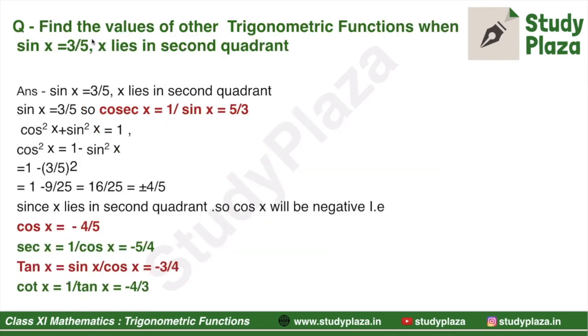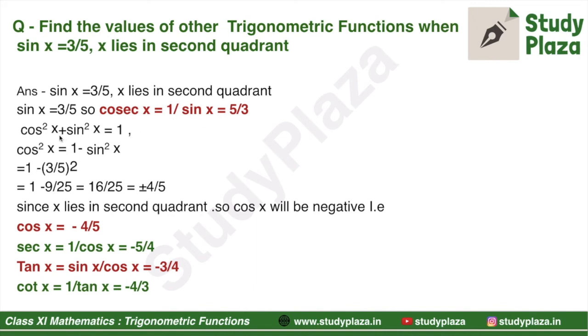To understand the concepts of trigonometric functions more clearly, let us solve some questions. The first question is, let us first read the statement of the question: find the values of other trigonometric functions when sin x is equal to 3 by 5 and x lies in the second quadrant. Let us start with the answer. Since sin x is equal to 3 by 5, cosec x will be equal to 1 by sin x, which is 5 by 3.